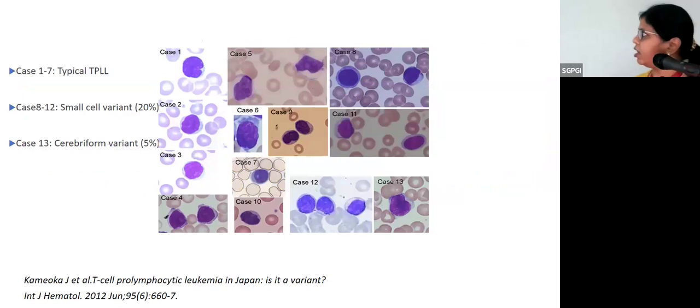This is again from a paper from the Japanese group. They analyzed 13 cases, and they showed that typical PLL morphology was seen in 7, the rest 20% were the small cell variant and 5% the cerebriform variant.